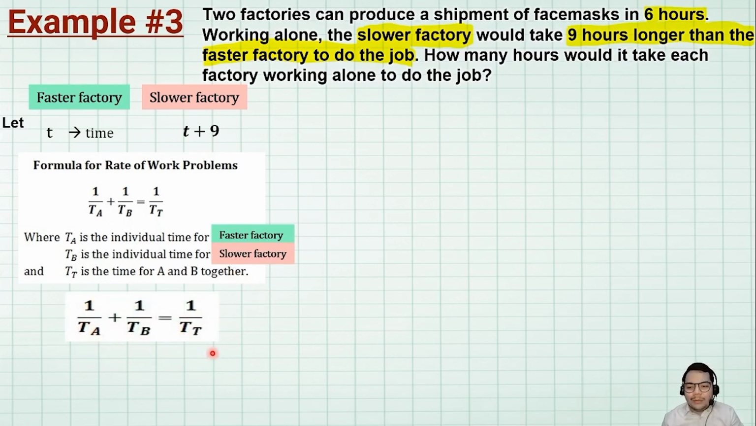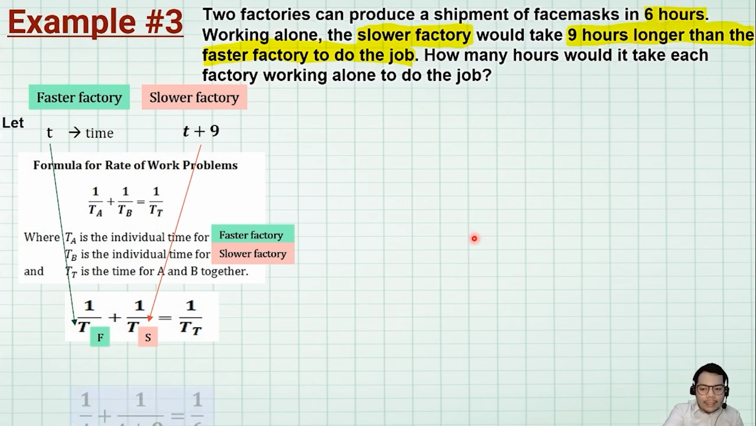So, 1 over t sub A and 1 over t sub B could be the time for the faster and the time for the slower. So, ilalagay natin ngayon yung time nung faster dito sa unahan, 1 over t sub F, and dun yung slower time or slower factory's time, lalagay natin dito sa 1 over t sub S. So, by that, ang ilalagay naman natin dun sa t sub t is their time together in working or producing together the face mask. So, yun yung ilalagay natin dun is yung 6 hours.